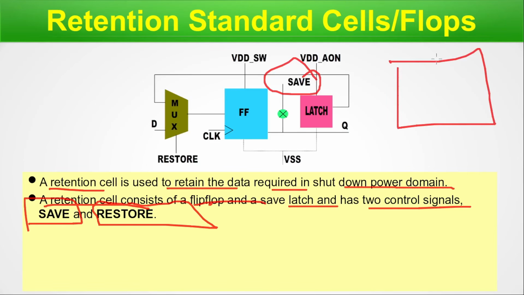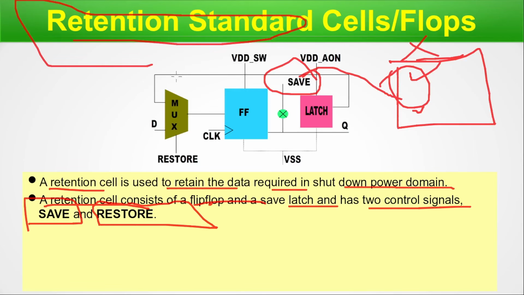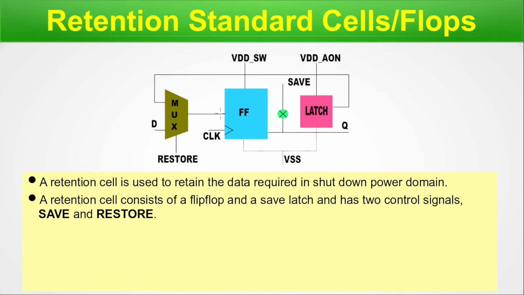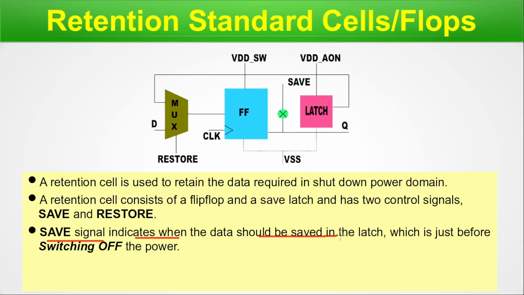When a block is switched off, that means it has been cut off, the states have to be saved, right? So that save instruction is coming from the PMU and that has to be processed by the retention cell, that means this cell. And once the block is powered up again, the restore signal has to come from the PMU or PMB and that has to be processed through the retention cell and that has to act on the power domain. The save signal indicates when the data should be saved in the latch, which is just before the switching of the power. That means save is just when you are cutting off the power, right? Before that, the save operation has to be performed.